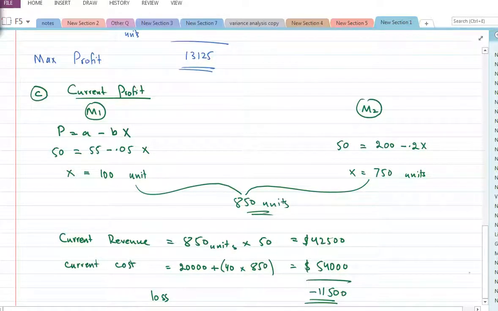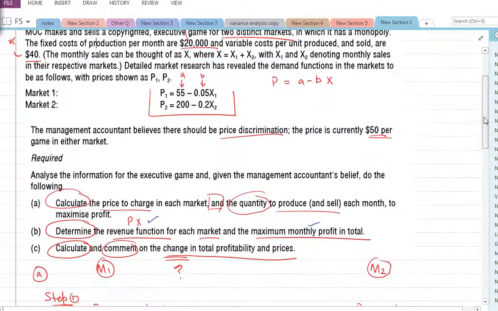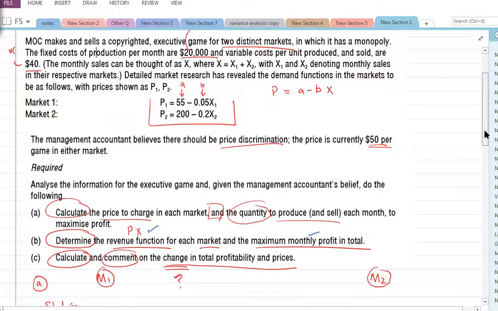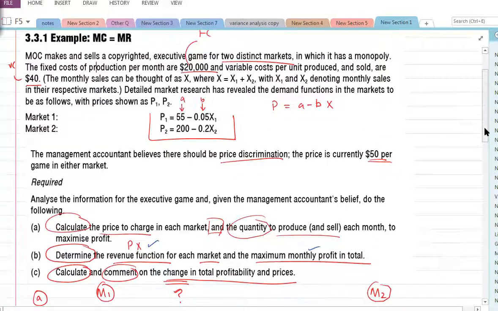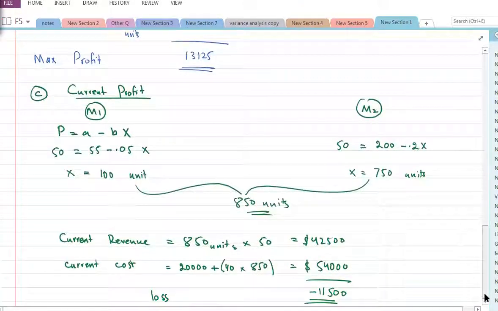Now this will actually help you with the comment, which is the second part of the same question. You have done the calculation and comment on the change in the total profitability and the prices. Okay, so your comment will be that if you follow the beliefs of the management accountant that we should charge different prices rather than 50 for both the markets, we are going to have more profit rather than having a loss, right? So that will be your comment.